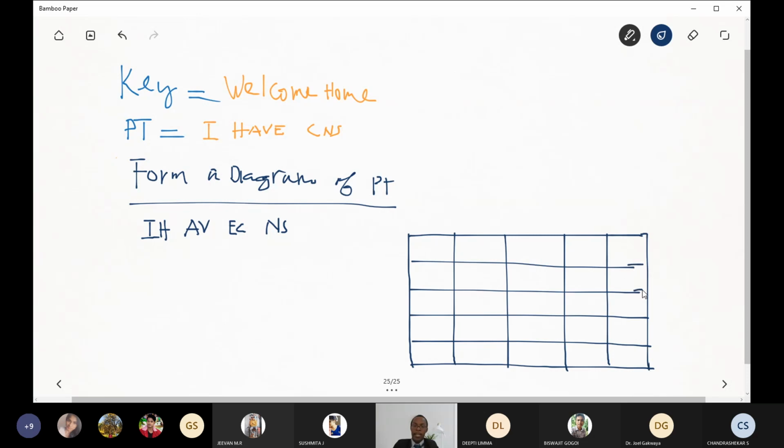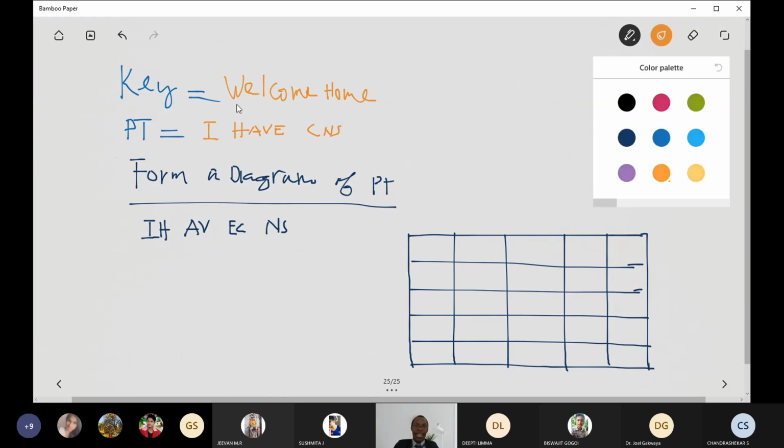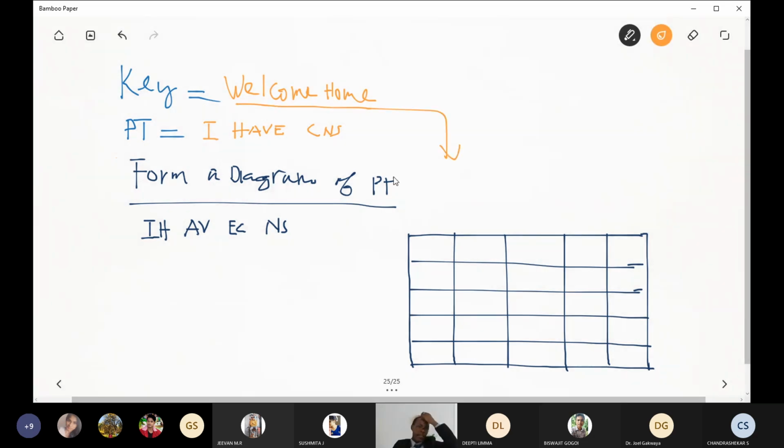All right, 5th column. In this table, fill in your key, the key in plaintext. Let me underline it. I'm going to fill the key in the table, as it is: W, E, L, C, O, M. A repeated letter you ignore, you omit a repeated letter. This is welcome. Since E is there, you omit it.